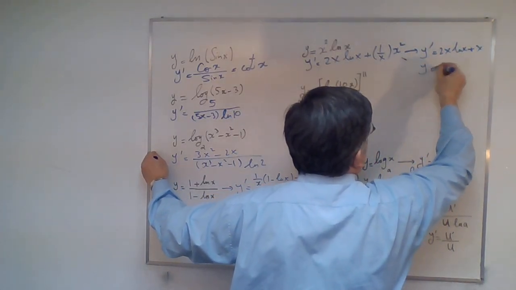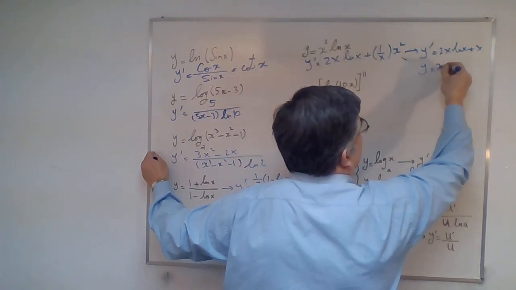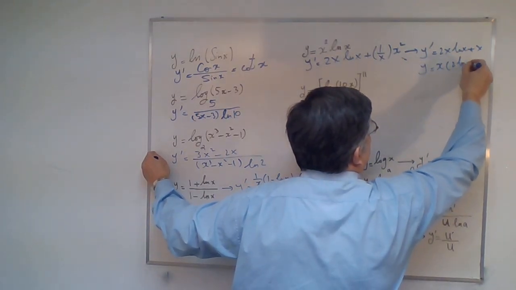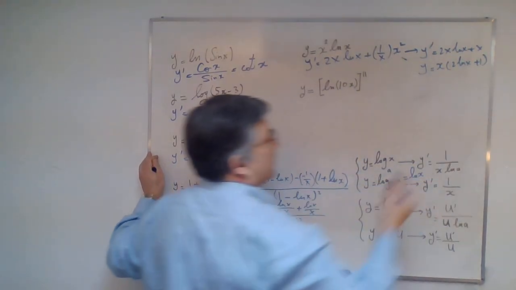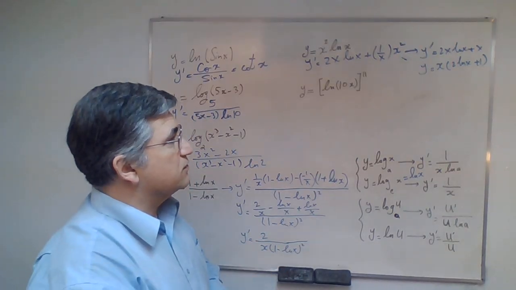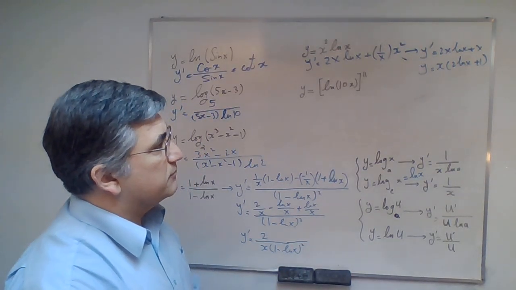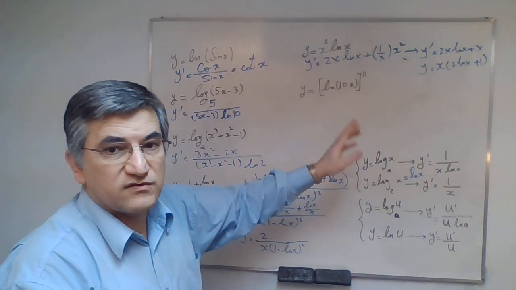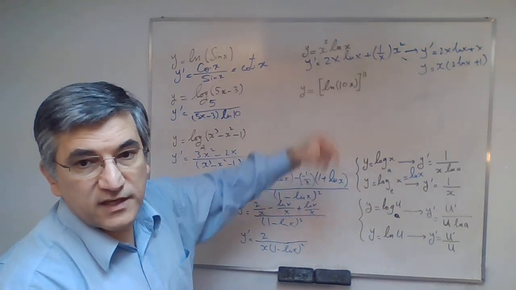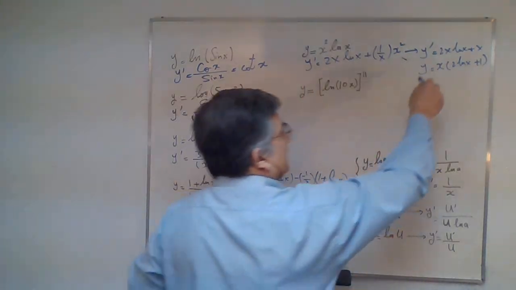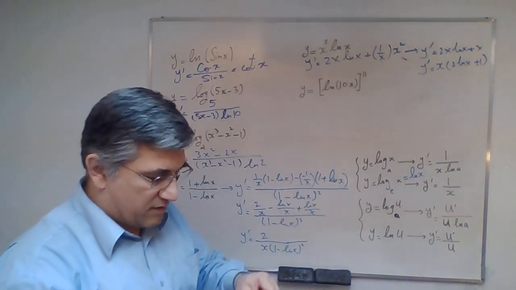And you can always, of course, factor out x. So we end up with x times 2 ln of x plus 1 if you factor x out. Simplified answer for y prime. Again, I forgot this prime here.